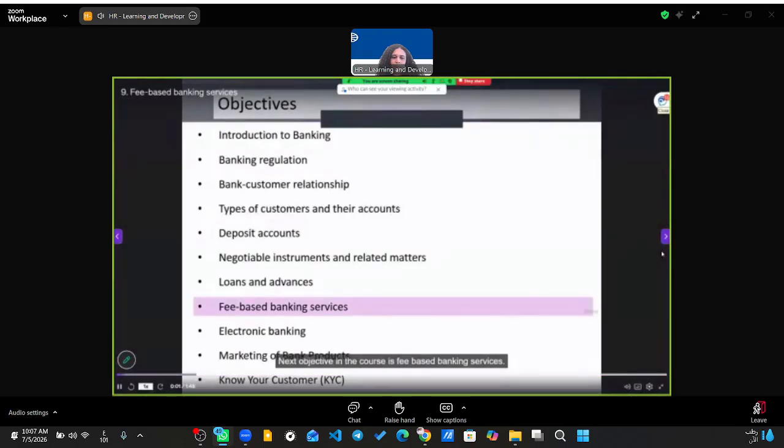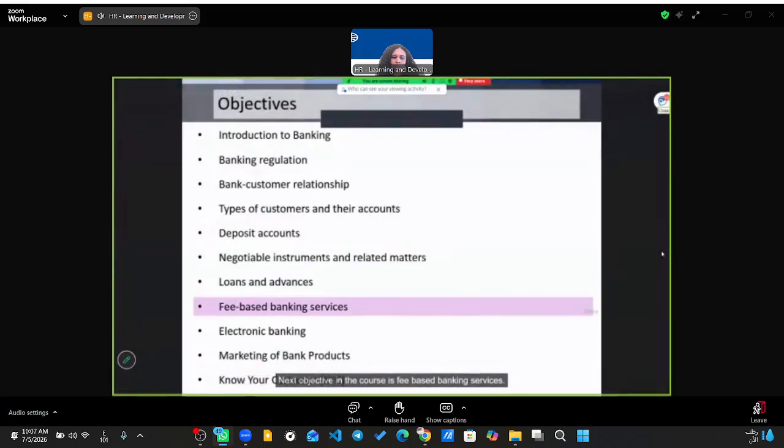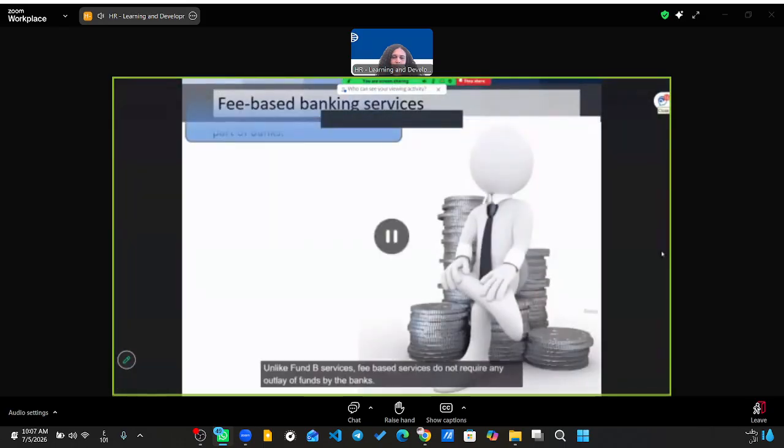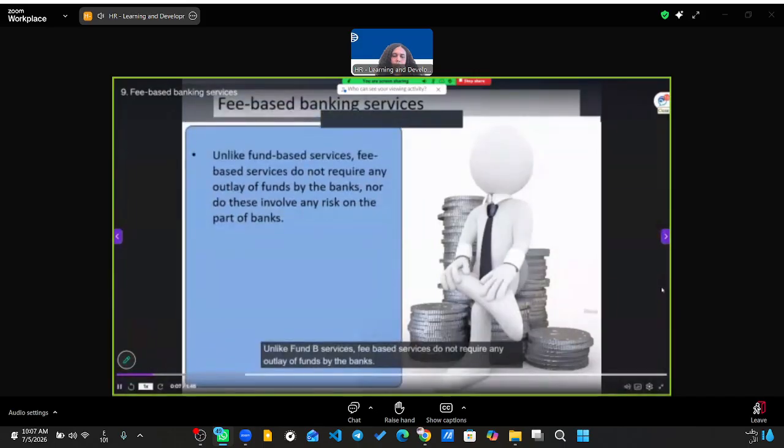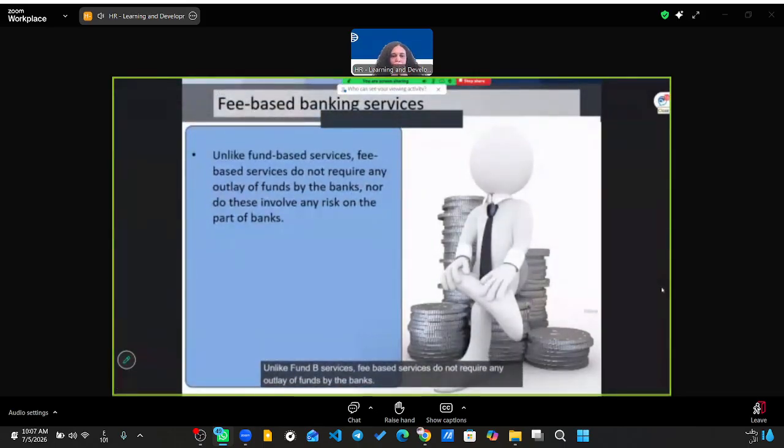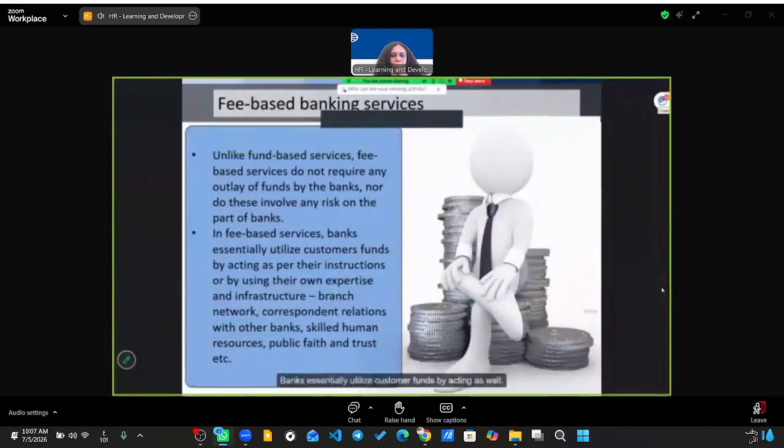Next objective in the course is fee-based banking services. Unlike fund-based services, fee-based services do not require any outlay of funds by the banks, nor do these involve any risk on the part of banks. In fee-based services, banks essentially utilize customer funds by acting as per their instructions or by using their own expertise and infrastructure, branch network, correspondent relations with other banks, skilled human resources, public faith and trust, etc.